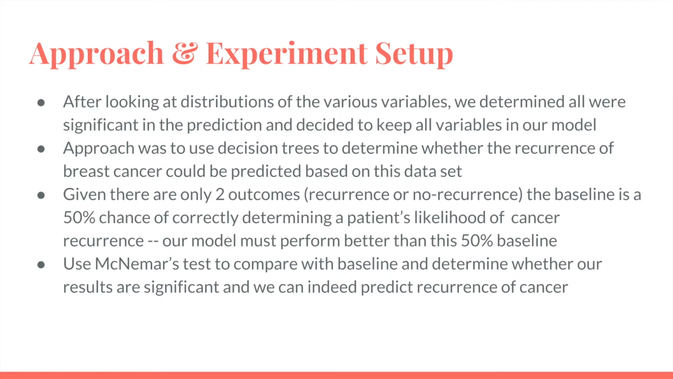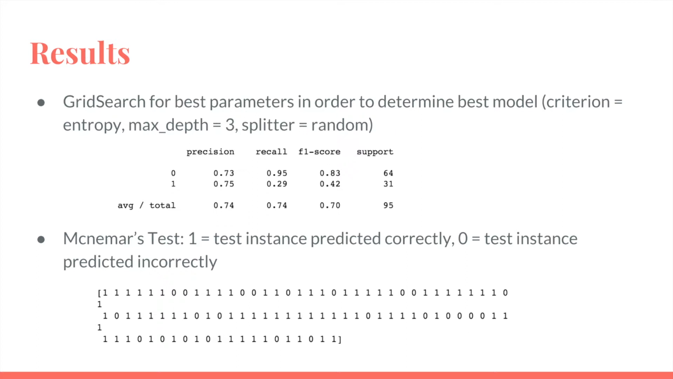After this, we used various decision trees, interchanging the combination of variables, and we used a grid search in order to find the best possible combination of variables, and we found that this occurred when criterion was set equal to entropy, the max depth was at 3, and the splitter equal to random. This gave an F1 score of 0.7, which is again greater than the 50% chance of just randomly guessing if a patient will have a recurrence of breast cancer or not.